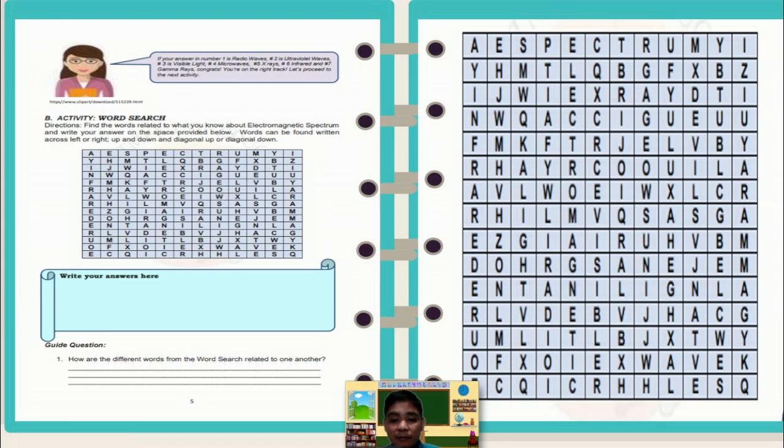So, I'm going to give you an example. Okay, we have, what word is that? Okay, correct, microwave. Another example. The word is gamma ray. And the rest, you will be the one to find the different words which are related to the electromagnetic spectrum. I am giving you time to answer that. Okay, I hope you enjoyed answering this activity, the word search.